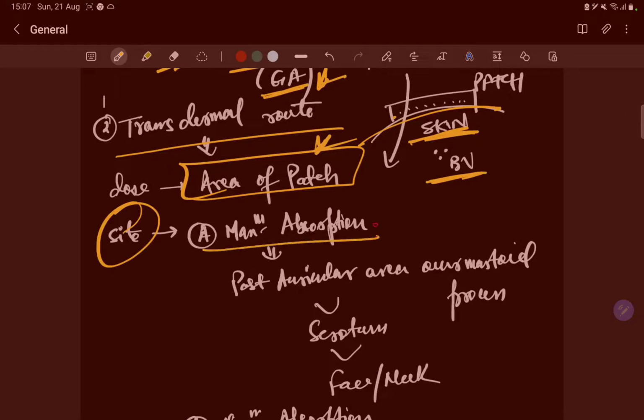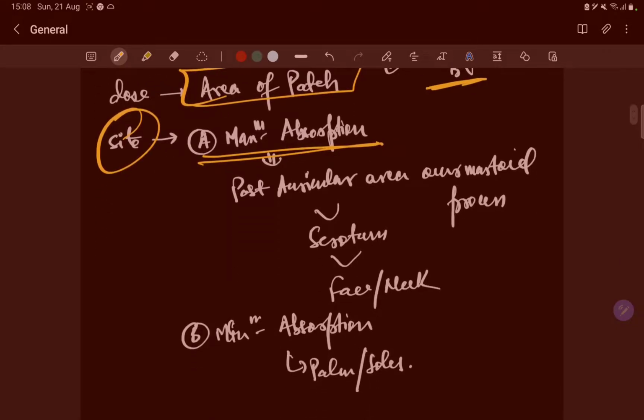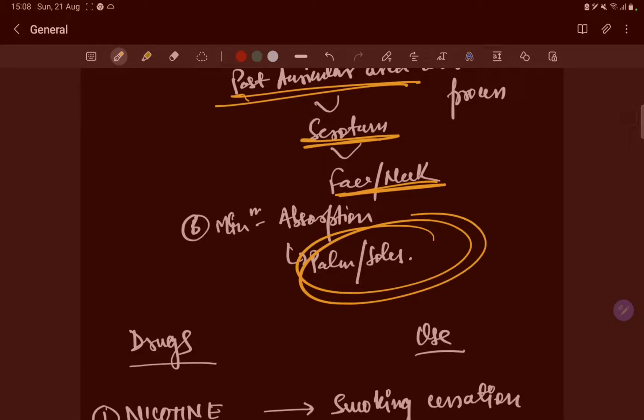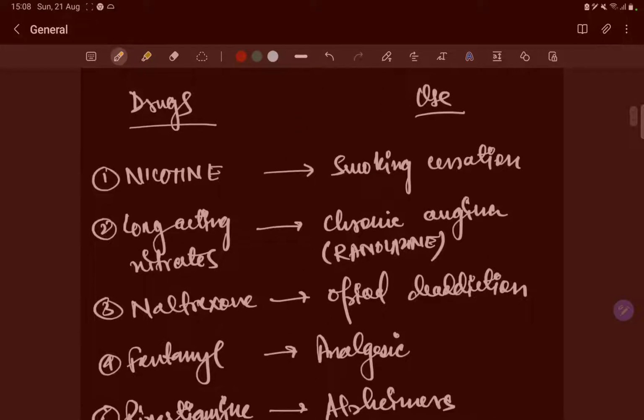Now the site is like maximum absorption is there in the post auricular area over the mastoid process, then the scrotum, then the face and neck. Minimum absorption is the palm and soles.